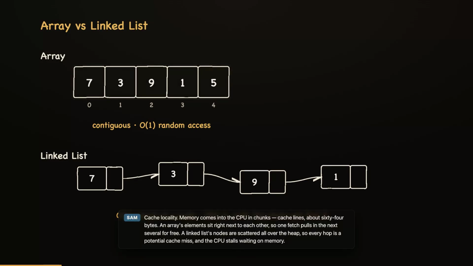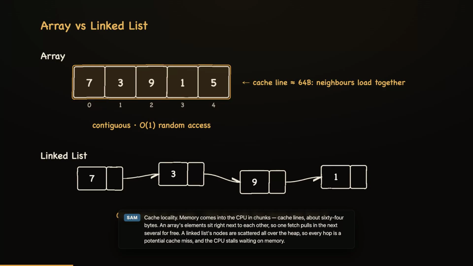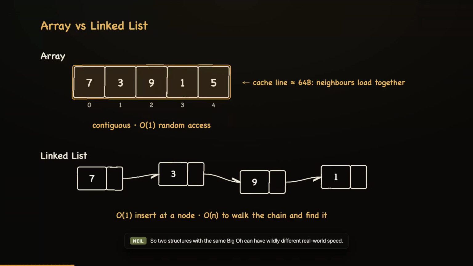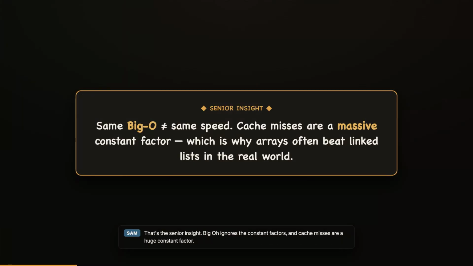Why? Cache locality. Memory comes into the CPU in chunks. Cache lines, about 64 bytes. An array's elements sit right next to each other, so one fetch pulls in the next several for free. A linked list's nodes are scattered all over the heap, so every hop is a potential cache miss, and the CPU stalls waiting on memory. The 2 structures with the same big O can have wildly different real-world speed. That's the senior insight. Big O ignores the constant factors, and cache misses are a huge constant factor.